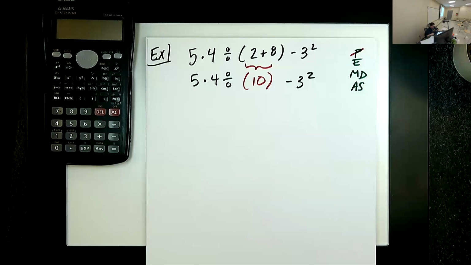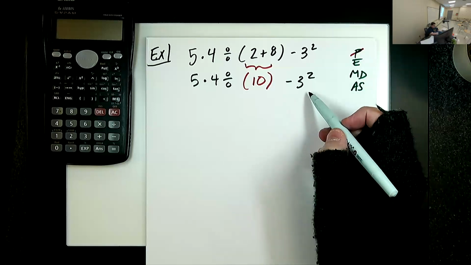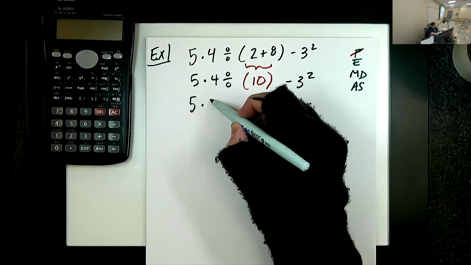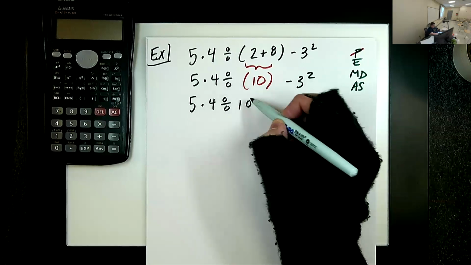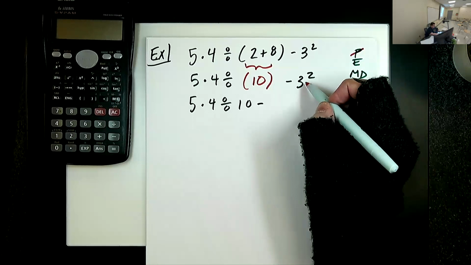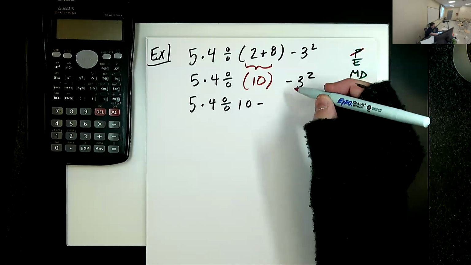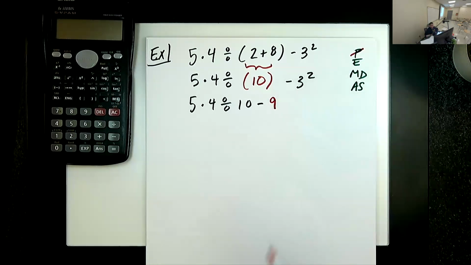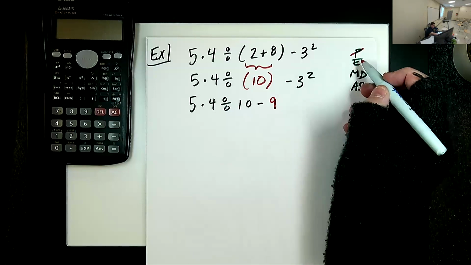Next thing I have is exponents, which is over here. I'm gonna write down everything I'm not touching yet. And then I'll do the exponent. 3 squared is 3 times 3, which is 9. I've done my exponents, I can cross that off.